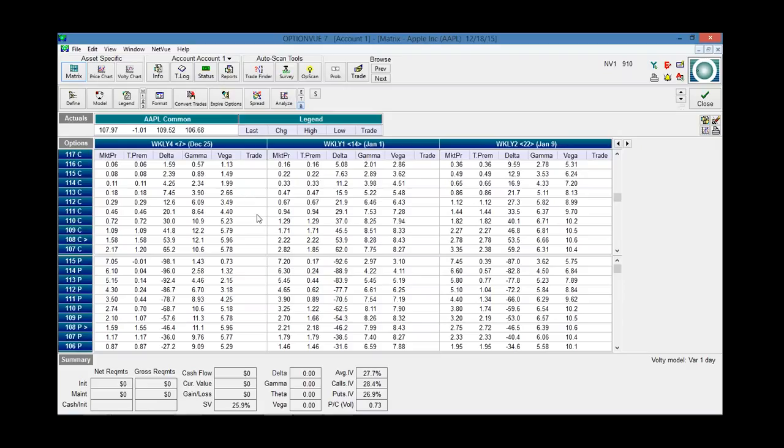Anyway, all right, let's come down here. Let's compare the credits. If we go 107, 106, selling those, we're buying these.